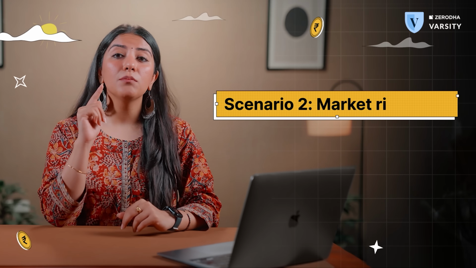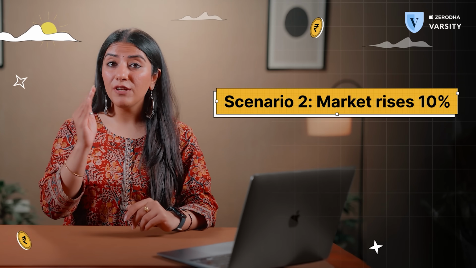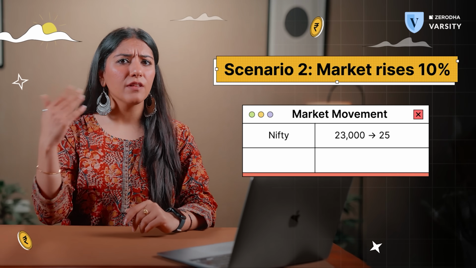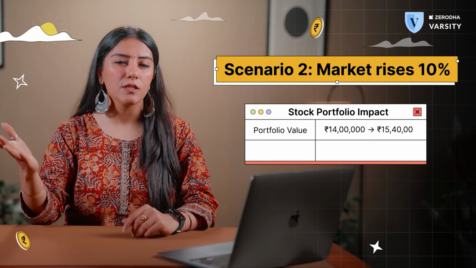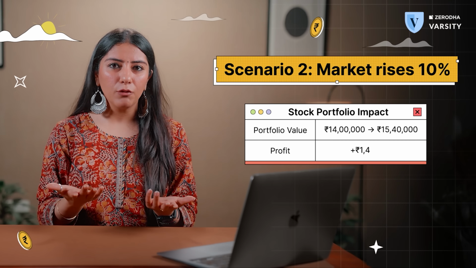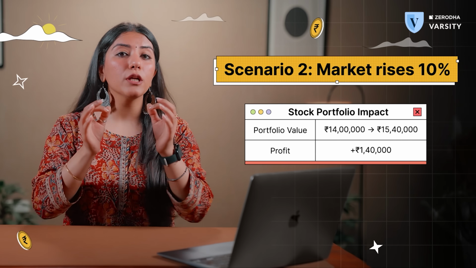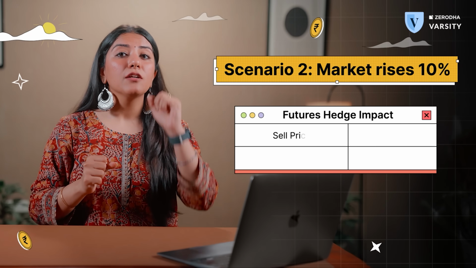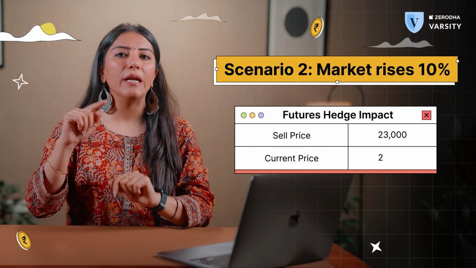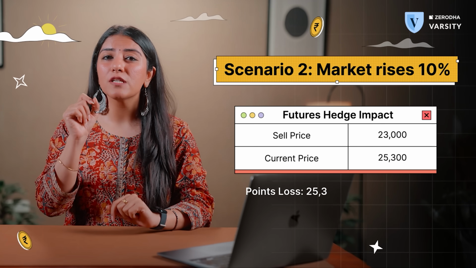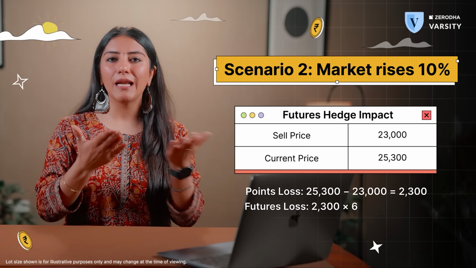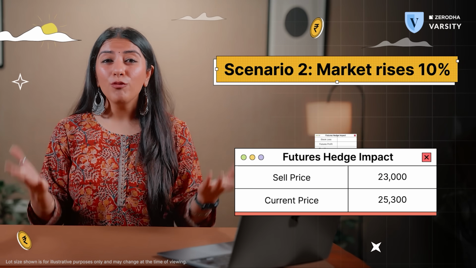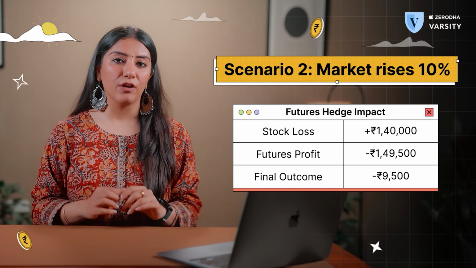But if we talk about another scenario, let's say the market rises by 10%. Nifty will rise from 23,000 to 25,300. Your portfolio will also rise from 14 lakh to 15 lakh 40,000, which means you will have a profit of about 1 lakh 40,000 rupees. Now, if you had shorted the Nifty future at 23,000, but now the price is 25,300, you would have to face a loss of 2,300 points per unit, and your total loss would be 1,49,500. So overall, your net loss will be 9,500 rupees.